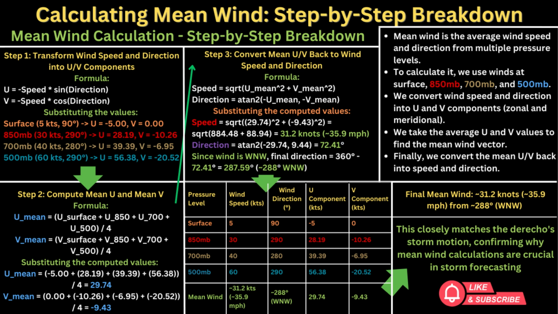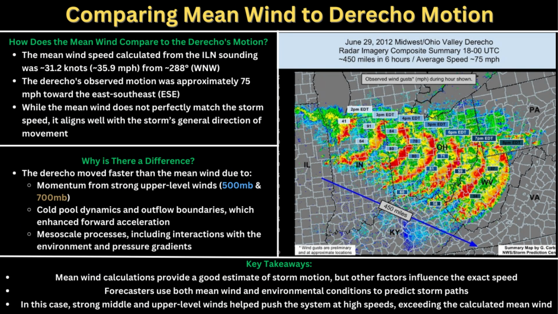Now that we have the mean wind calculation, how does it compare to the actual movement of the Derecho? According to our calculations, the mean wind suggests the storm should have moved at approximately 36 miles per hour from a west-northwest direction. However, the Derecho moved much faster, at nearly 75 miles per hour, and slightly more southeast than the mean wind indicated. So why the difference?